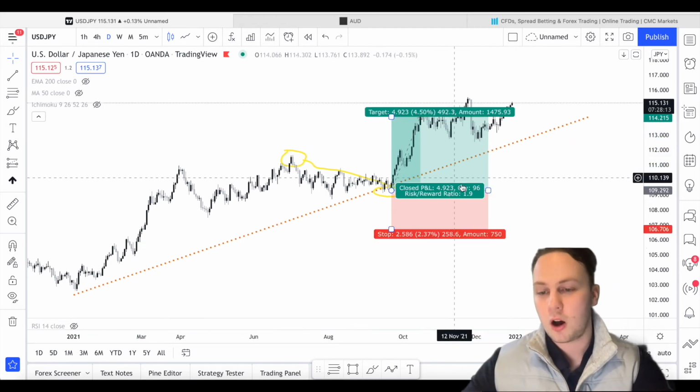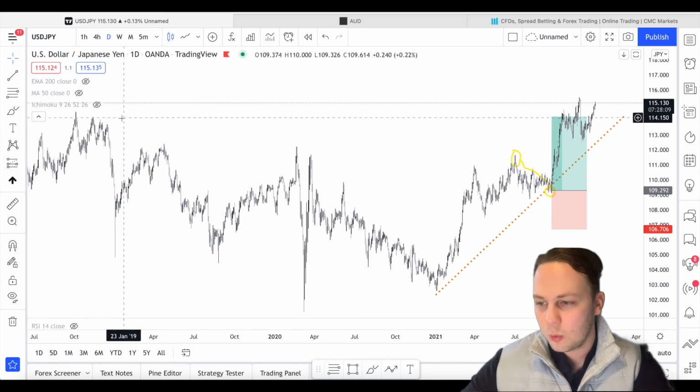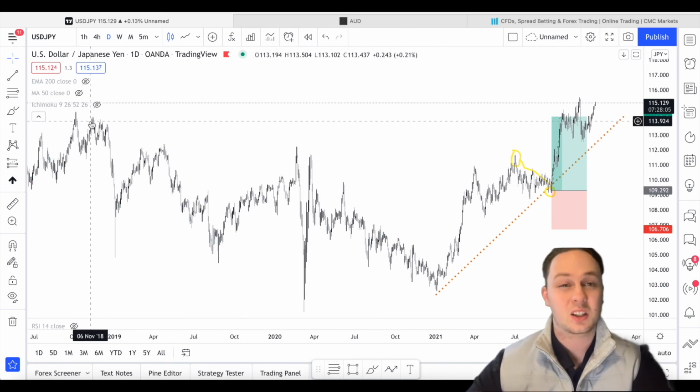So you've set your target. Let's say we're going to aim for a target. We're going to look to the left. We're going to aim for a target where price has been before. Price likes to go where it's been before.